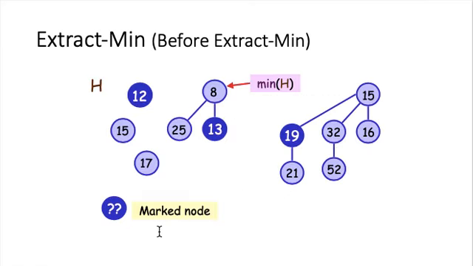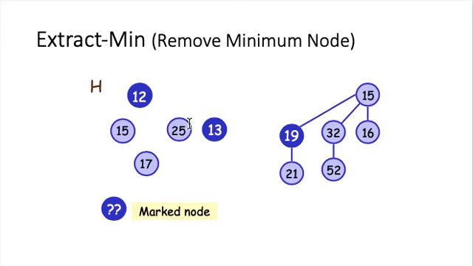So let's see an example. At the beginning, let's say this is the heap that we have. It has a bunch of trees, and this is the minimum value. So the first step is to remove this one. When we remove this, it's gone, and then the children become the roots of trees. So we now have more trees. And what do we do? We will look at trees one by one in any order.